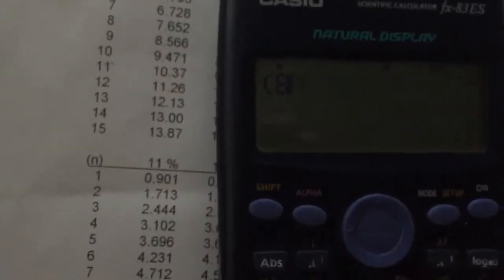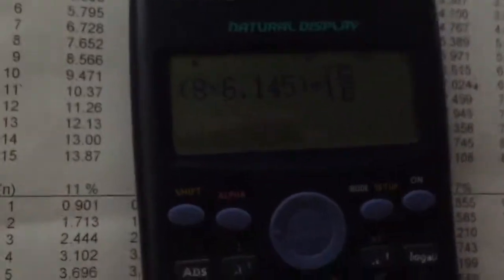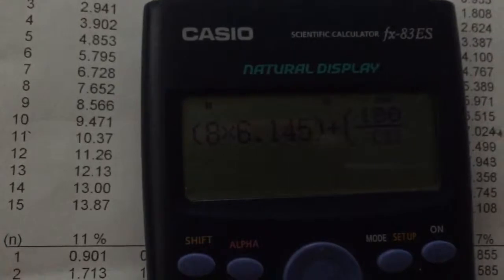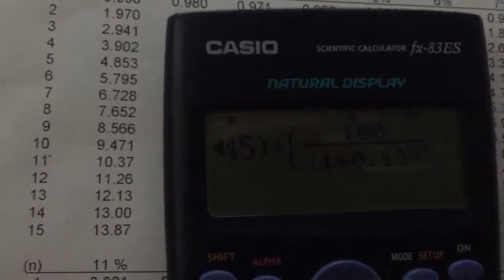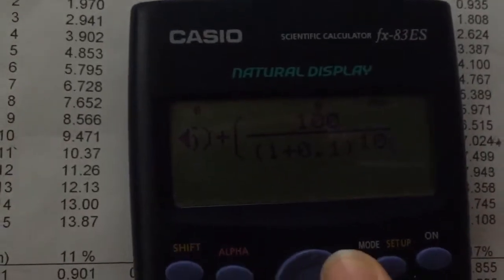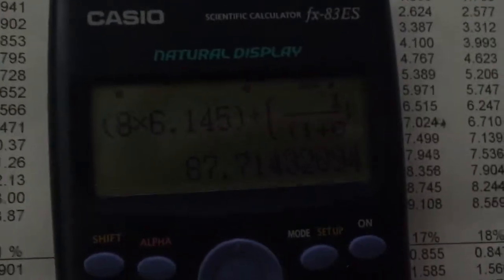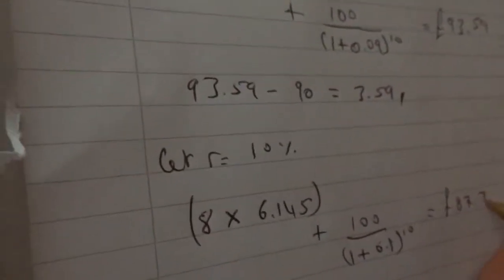Okay, perfect. All right. So, okay, what do we have? So we're doing 8 times by 6.145 plus 100 over 1 plus r, 0.1 to the power of 10, end bracket. How much do we have? 87.71. Okay, equals 87.71.